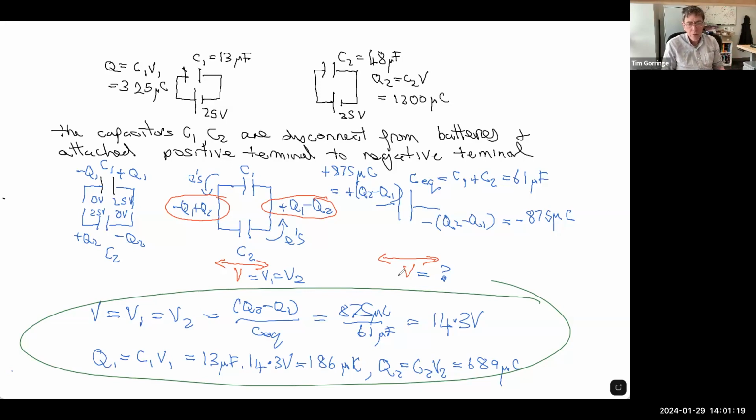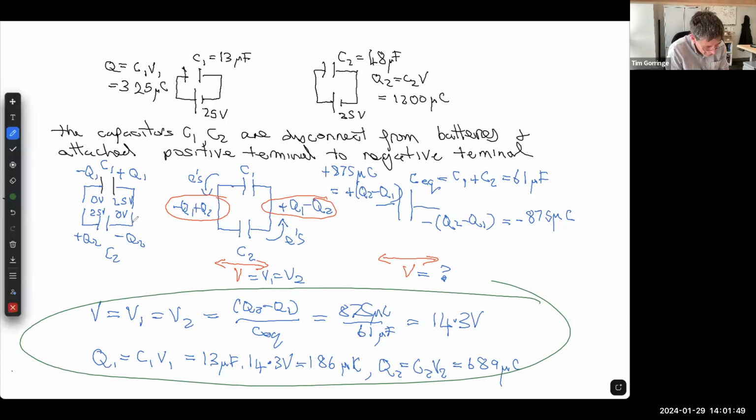So that's a problem that, in terms of the mathematics, we just use C equals Q over V, and we just repeatedly used C equals Q over V. But the mathematics was not the problem with this problem. What was the problem with this problem is it's tricky to reason out what's happening. So we had to think very carefully about what's happening.